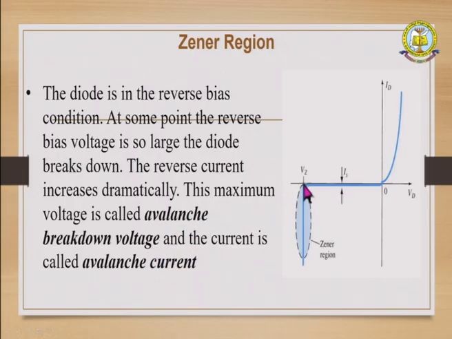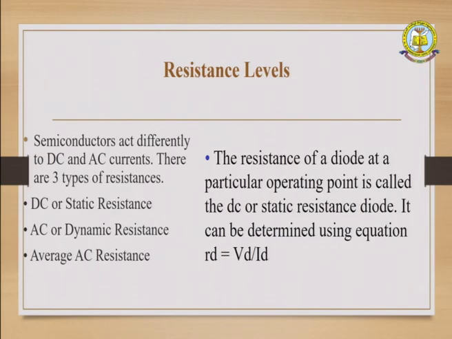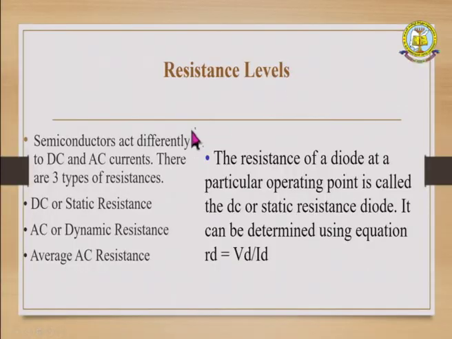Understood? This point is the avalanche breakdown voltage. The avalanche point means the maximum point. Don't use the minimum point or the middle point. This maximum point is the avalanche breakdown voltage, and the current there is the avalanche current. Okay. So here, the resistance levels depend on the AC current and DC current. The semiconductor responds differently to DC and AC current.